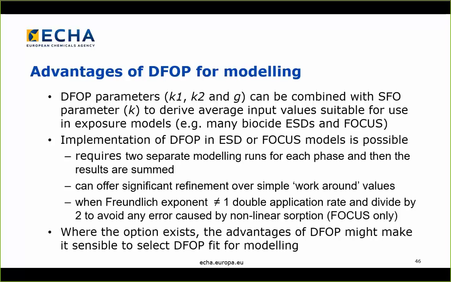So FOCUS gets around that by doubling the application rate, taking the answer from your FOCUS model and then dividing it by 2 before adding it together. But perhaps not something you're going to do very often, but I just mention it as an extra complication of mechanistic models when you try and implement DFOP. But where the option exists, the advantages of the DFOP model might make it sensible to select DFOP fit into modelling. Okay, and we'll come back and touch on that again when we talk about metabolites.